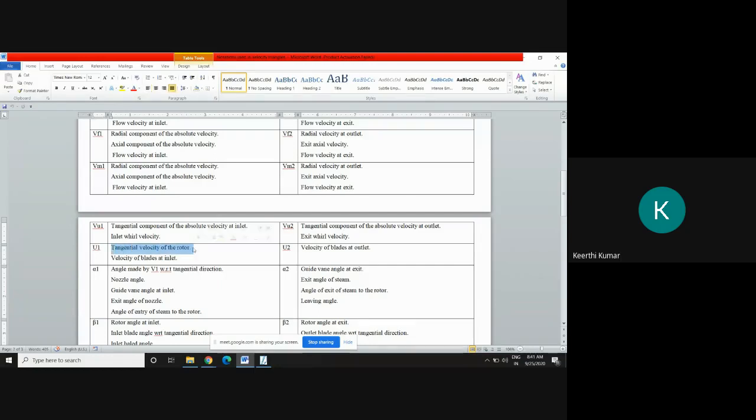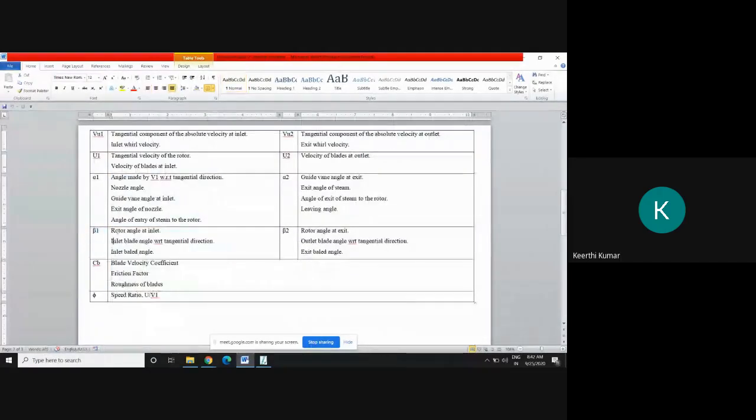U is the tangential velocity of the rotor or velocity of the blades at the inlet. U2 is velocity of the blades at the outlet. In this chapter, U1 is equal to U2, so there is no question of inlet and outlet. But generally, U1 is velocity of the blade or rotor at inlet, and U2 velocity of the blade or rotor at outlet. And alpha 1 can be explained or asked in so many ways: angle made by V1 with respect to tangential direction, or nozzle angle, or guide vane angle, exit angle of the nozzle, angle of the entry of the steam to the rotor. You can ask any one way, and all this explanation leads to alpha 1.